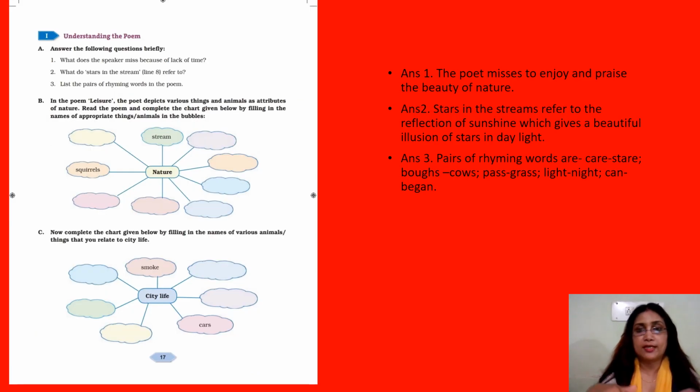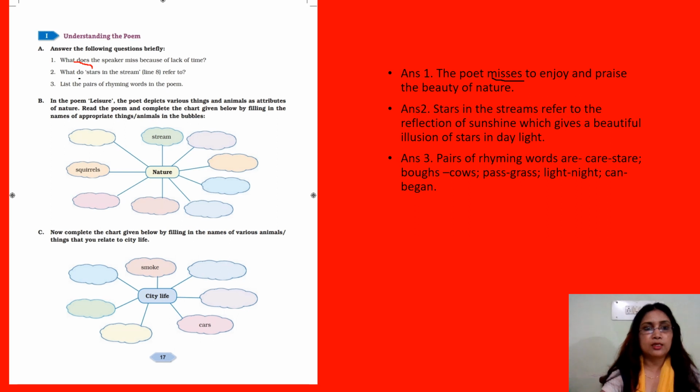Okay, this is the question answer section, and just like I have said, when the question is in past tense, you have to answer in past tense, and if it is in present tense, likewise. So here you can see that this question is in simple present. What does the speaker miss because of lack of time? The poet misses. I have to change the color. The poet. Now see here, this verb has been changed into simple tense. So the poet misses to enjoy and praise the beauty of nature.